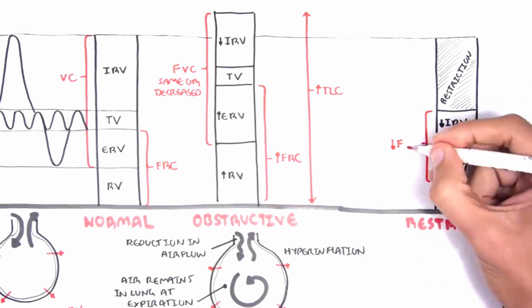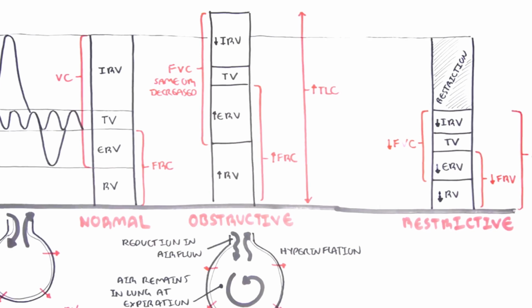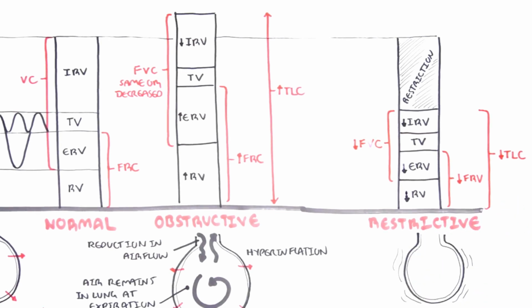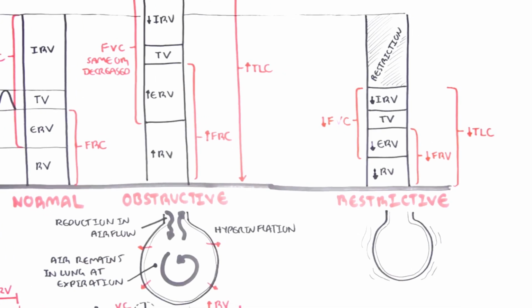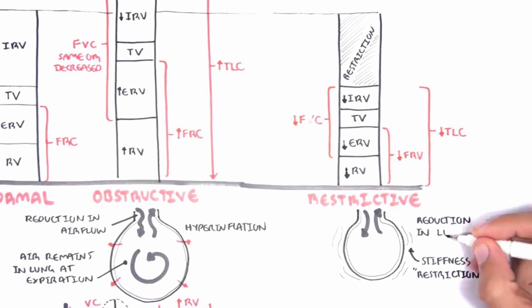Thus, your forced vital capacity is reduced. The functional residual capacity is reduced, and surprisingly, your total lung capacity is reduced. The reason for this again is because of pulmonary fibrosis or changes in the lungs that lead to restriction and reduced lung compliance. You get stiffness, restriction, and because of this stiffness, you have reduction in lung volumes and lung capacities.